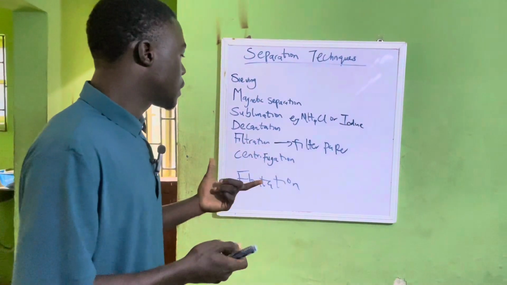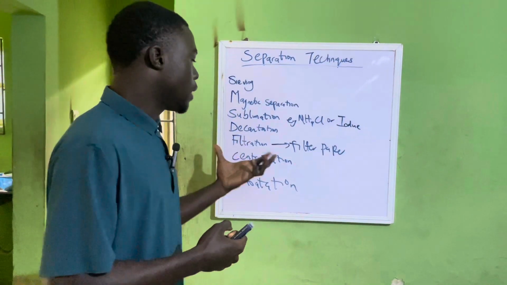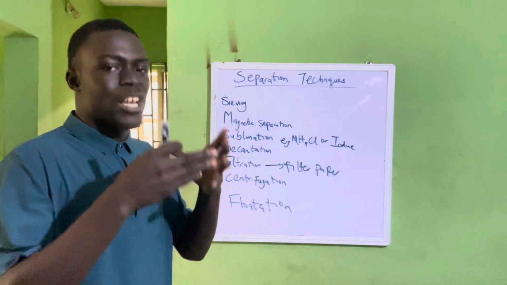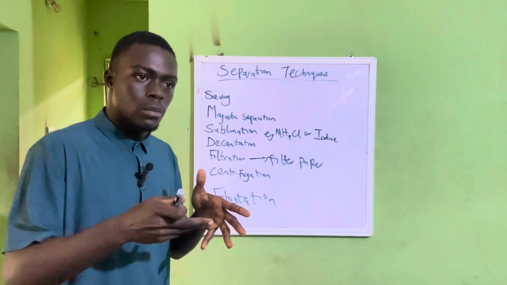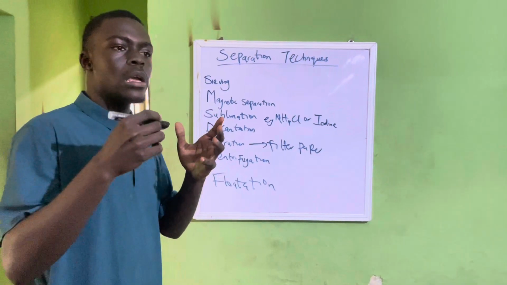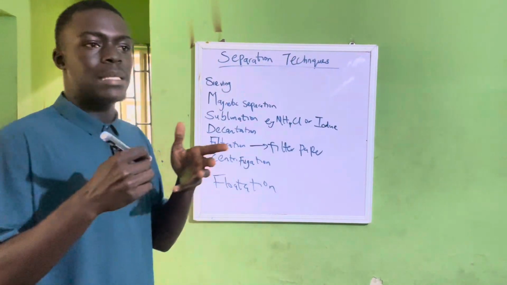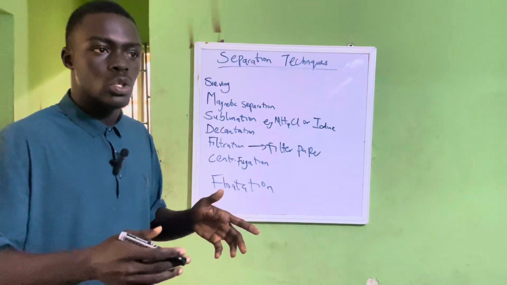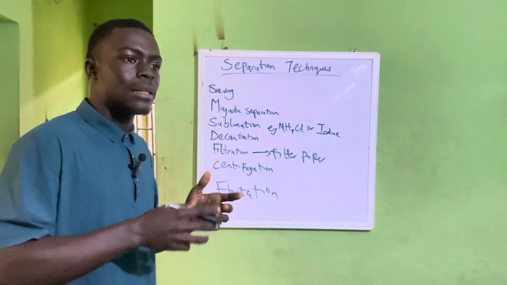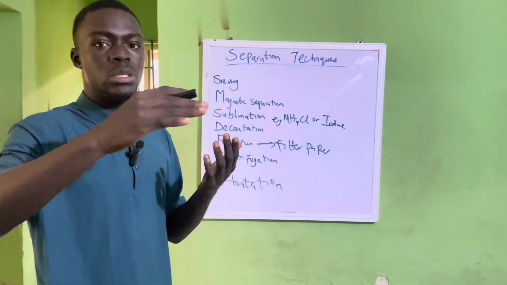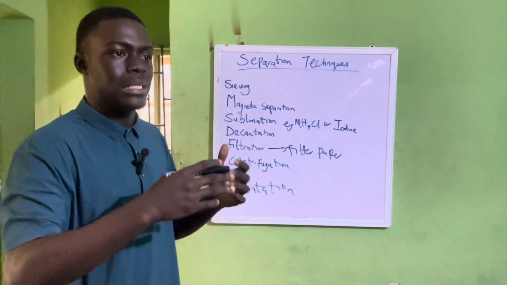So the next thing now is centrifugation. Centrifugation is a technique where you use a machine, a centrifuge machine, to spin a mixture that contains a lot of things. It can be homogeneous or heterogeneous. You spin it continuously until it separates into different layers. You understand? So that is centrifugation.